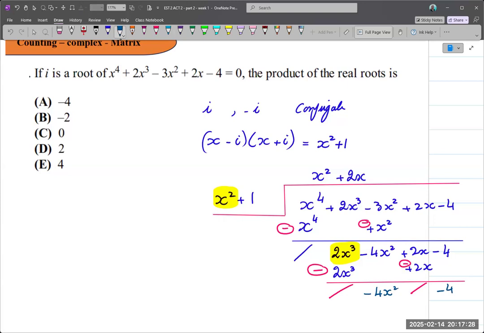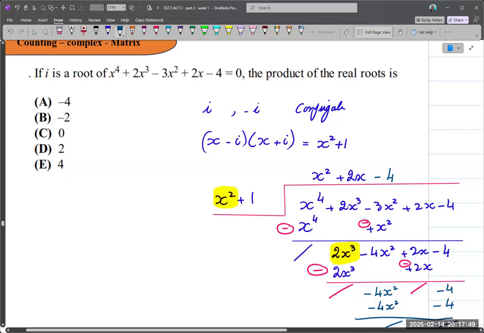Let's divide the first term by the first term. Then minus 4x squared divided by x squared will be negative 4. Okay. And negative 4 times x squared will be negative 4x squared. Negative 4 times 1 will be negative 4. When we do the subtraction, the two terms are gone. Then the result is x squared plus 2x minus 4, which should give us the real roots.